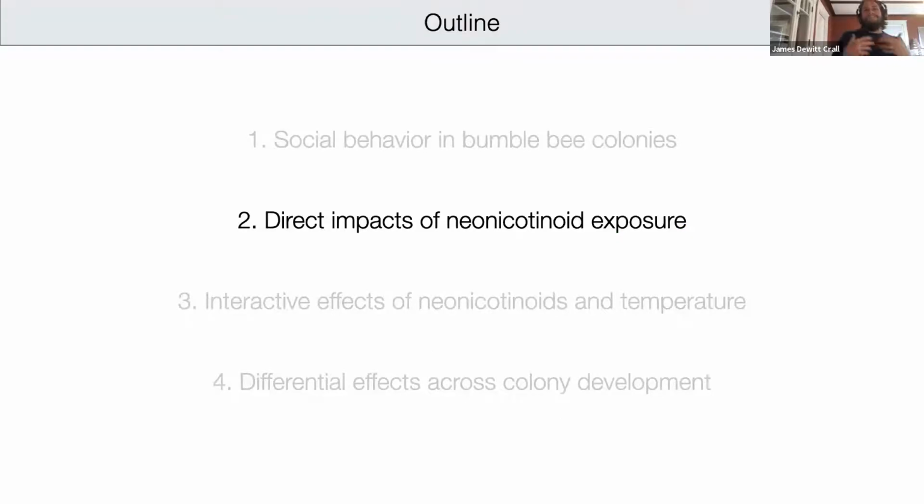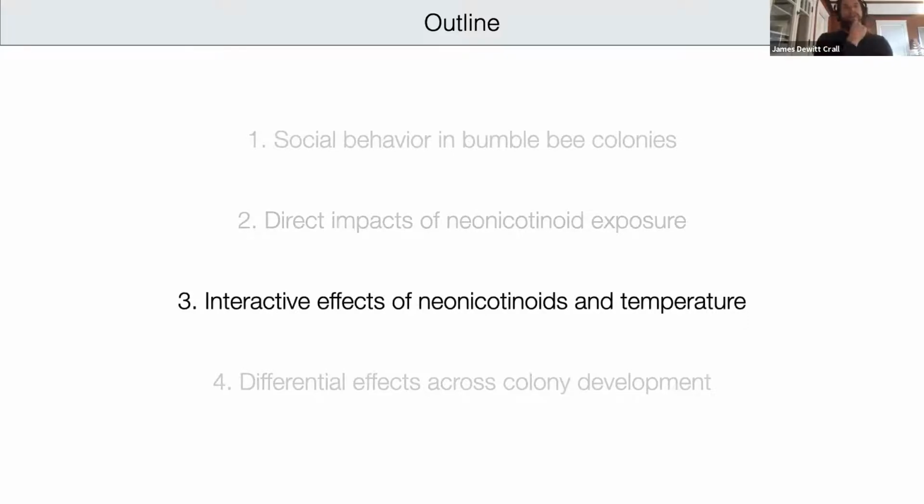Okay, so that gives us a sense of some of the complex ways, in addition to known effects on foraging, that there are likely some significant effects on this other suite of behaviors that we maybe didn't know so much about before. So now I want to shift gears a little bit and think, in addition to direct effects, about what happens if we consider the effects of these compounds in the context of a second environmental variable. And what I want to think about is really temperature, because it's particularly relevant for bumblebees and other bees.